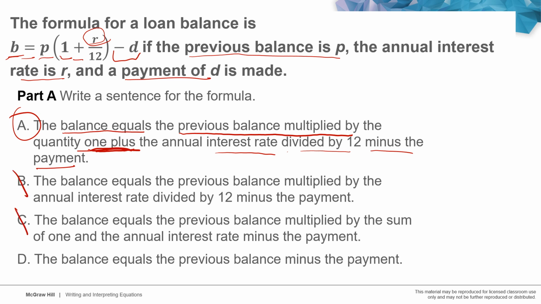And then the last one, the balance equals the previous balance minus the payment. What am I missing in that one? Yeah, we're missing the 12. We're missing the plus 1. Missing a few different things. We're missing the multiply by. So I think A would be good for us.